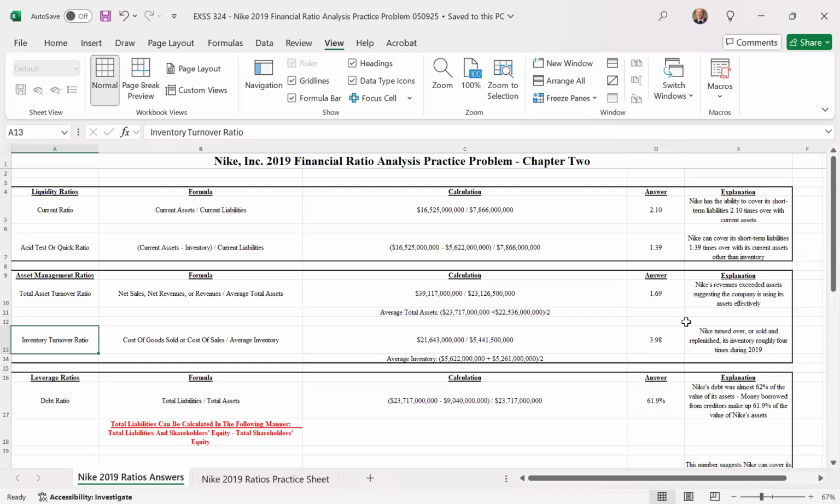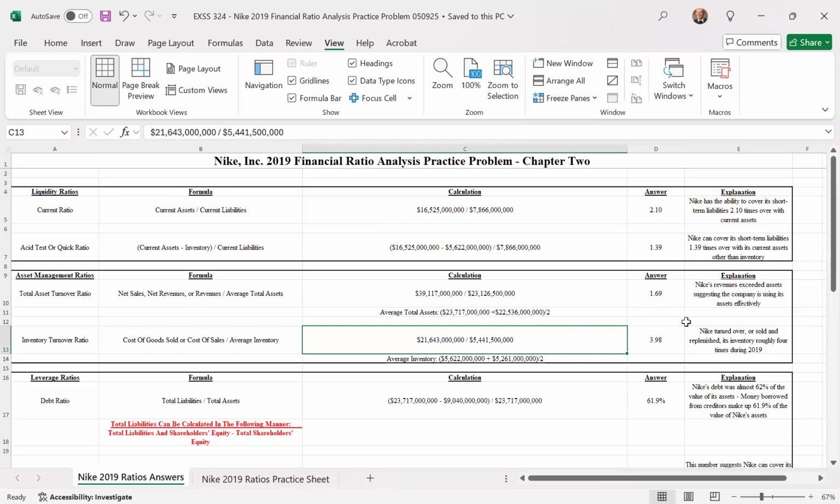Our next ratio is the inventory turnover ratio. That is cost of goods sold or cost of sales, depending upon the company and how they interpret it, divided by average inventory. Once again, this is the income statement divided by the balance sheet. We go back to our average inventory, get the two numbers, add them together, and divide by 2. Here's what our calculation looks like.